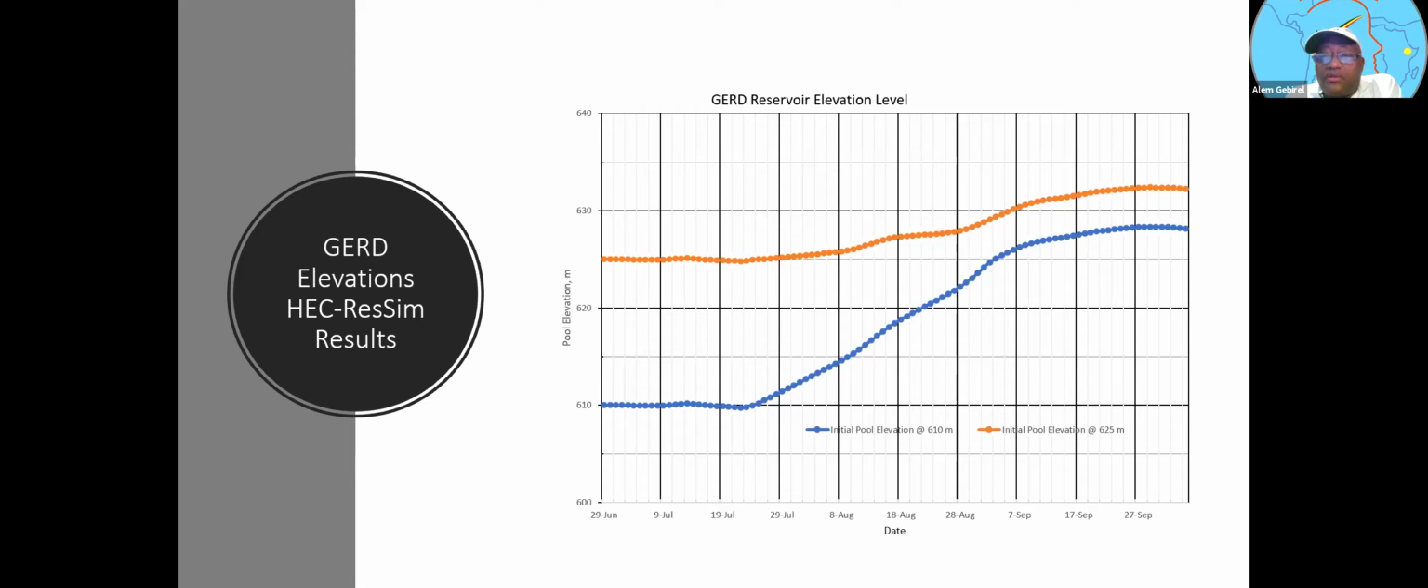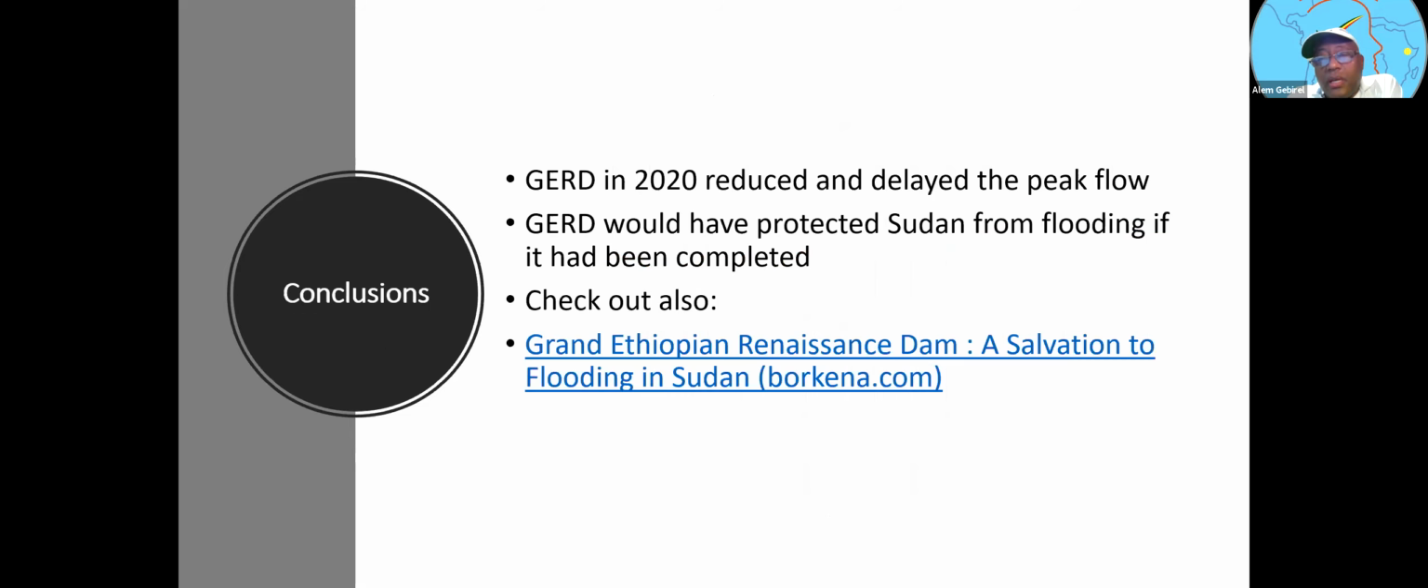So if GERD was completed and operated as really stated in this presentation, Sudan would have been saved from the devastating flooding of 2020. Keep in mind, this is only from the flooding source of only Abbay River. There might be other flooding sources from other streams, which GERD could not protect because it was not online in those rivers, banks or channels. Let's go to the next slide, please.